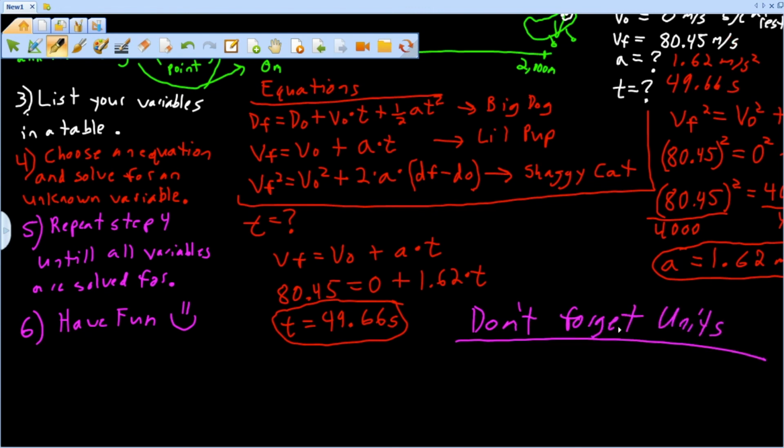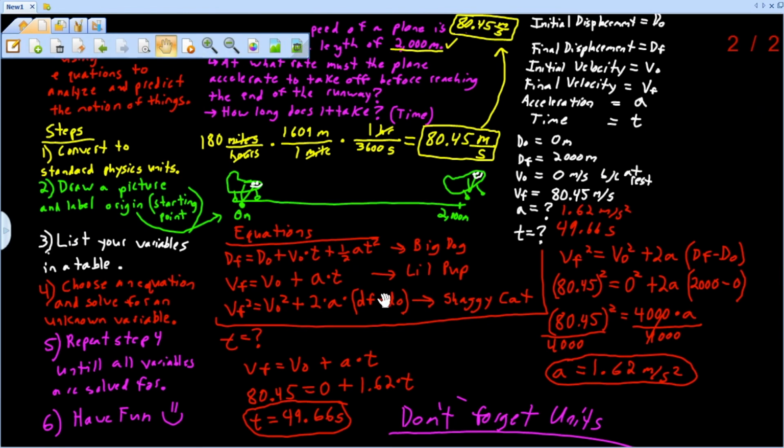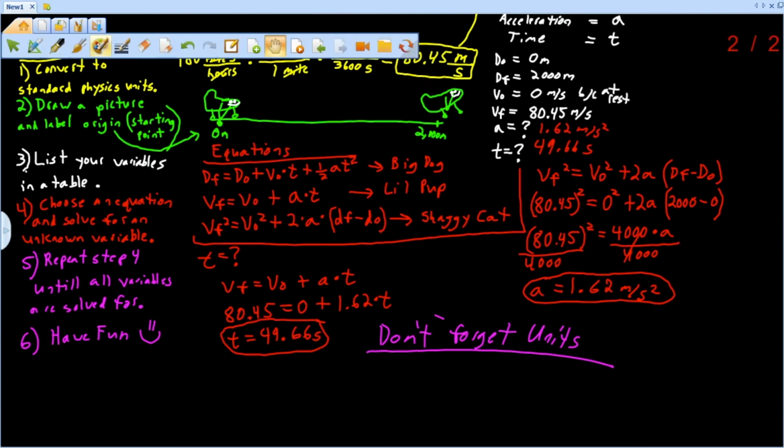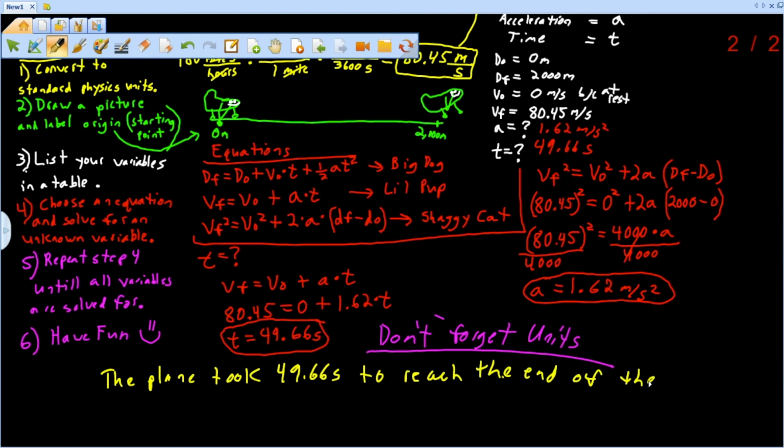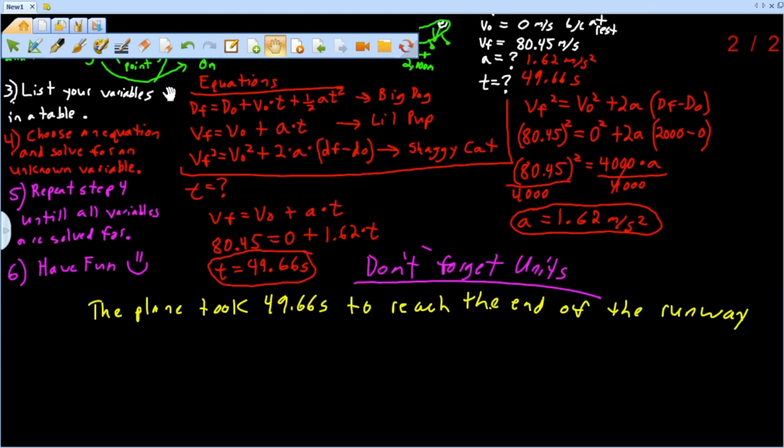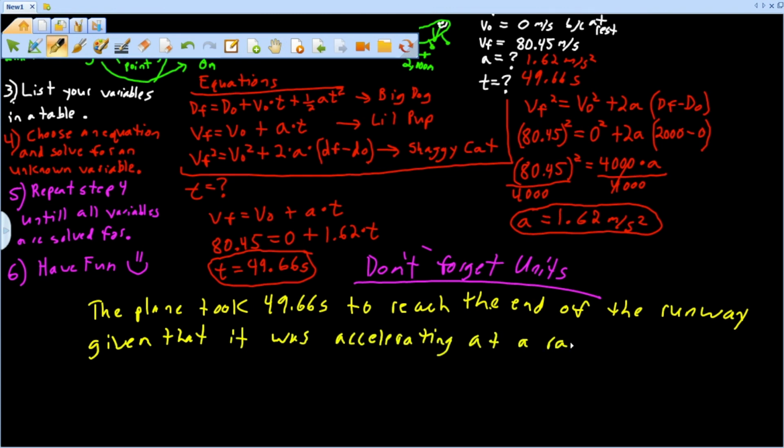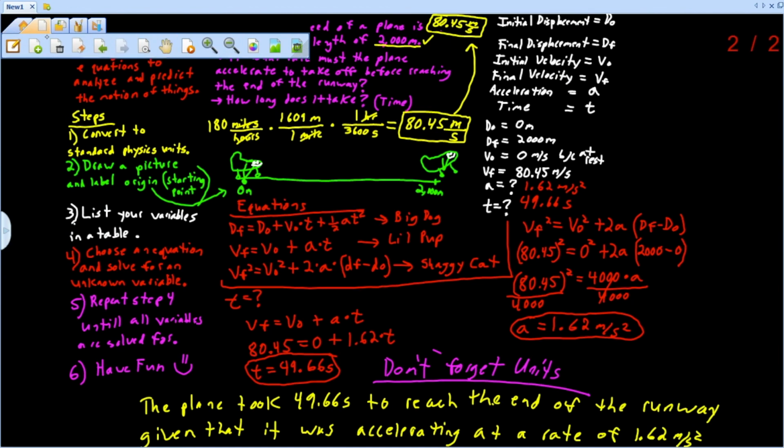Lastly, just a few key things for you guys to think about. Don't forget your units. Always, always, always remember to put units on your answers. And then finally, if we were to take all the information that we just got and threw it into a sentence and describe what was going on, we would say the plane took 49.66 seconds to reach the end of the runway, given that it was accelerating at a rate of 1.62 meters per second squared.